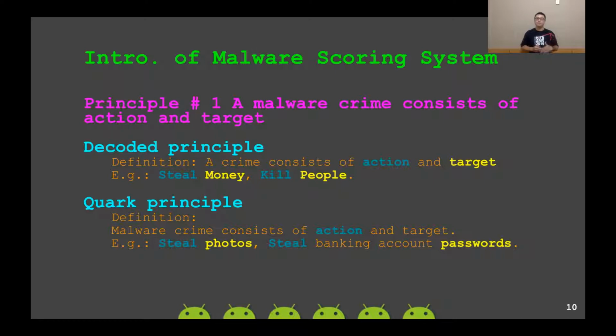Now let's see principle number one. A malware crime consists of action and targets. In criminal law, the definition of a crime consists of action and targets. For example, steal money and kill people. So, with this principle in mind, we developed the definition of a crime for Android malware. And the definition is, the malware crime consists of the same action and targets. For example, steal photos or steal your banking account password.